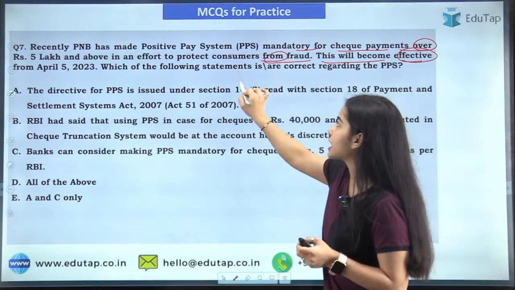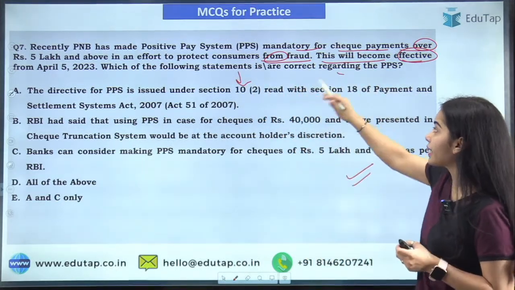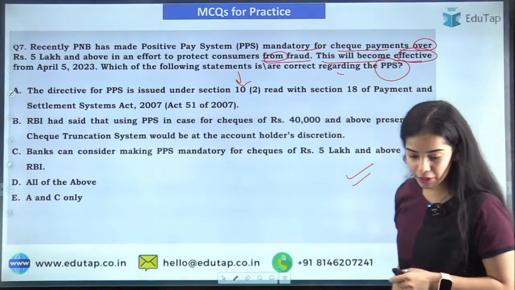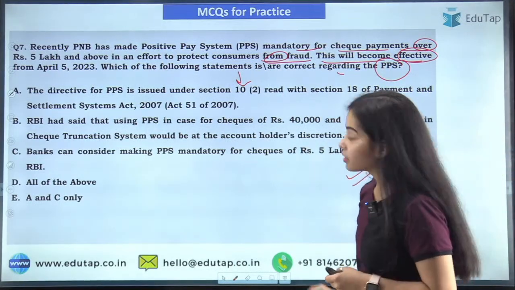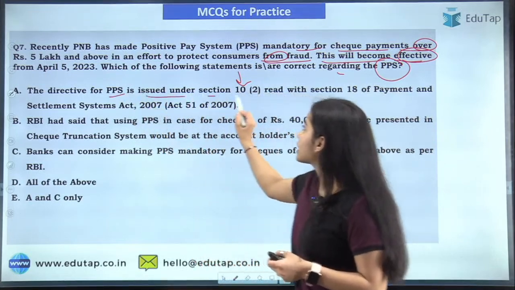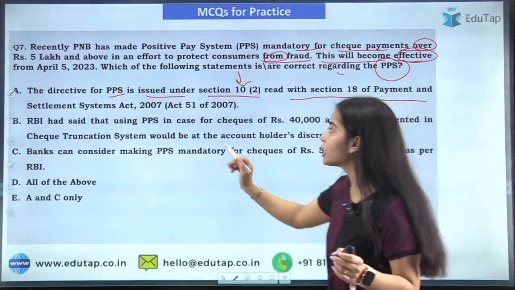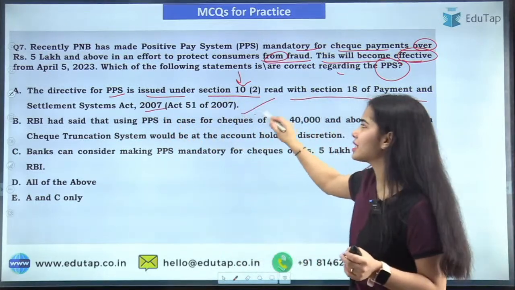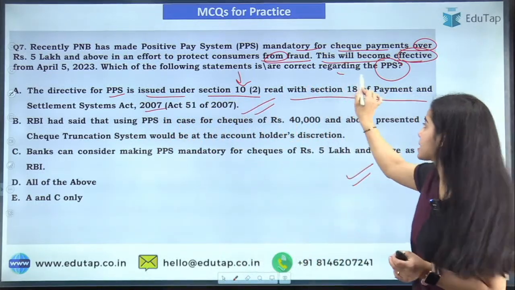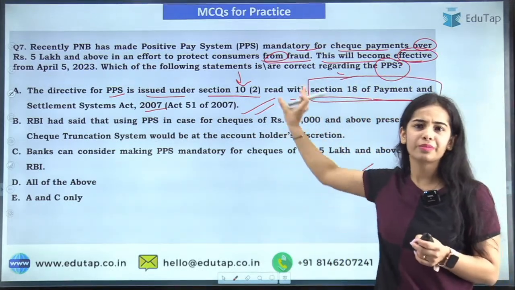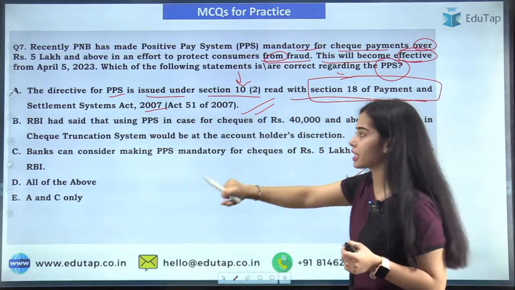Which of the following statements is correct regarding the PPS of the Reserve Bank of India? So the directive for PPS is issued under Section 10 read with Section 18 of the Payment and Settlement Systems Act 2007. So that is correct. If this is correct, Section 18, there can be no mistake in the first statement.